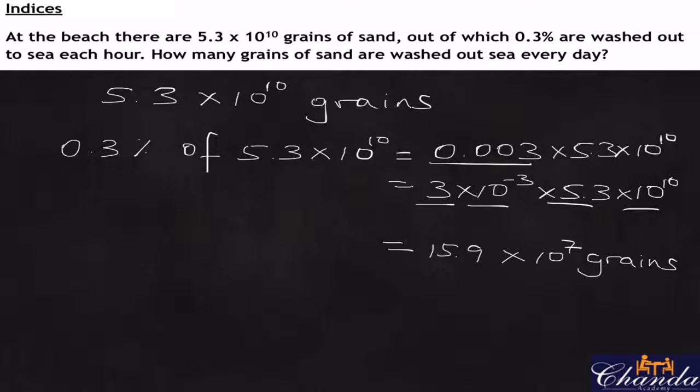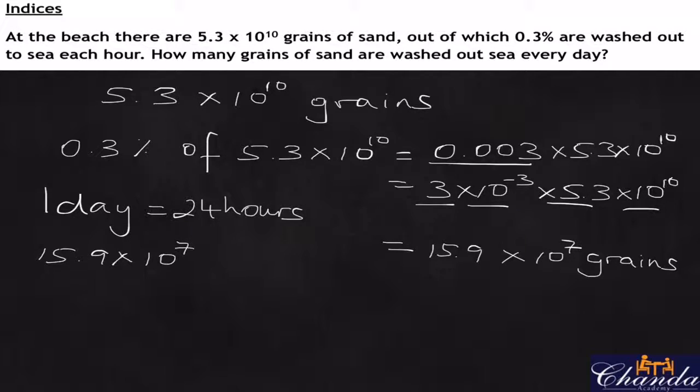Now, the question, however, says how many grains of sand are washed out to sea every day? Now we know that 1 day is equal to 24 hours. So 15.9 times 10 to the power of 7 times 24 is the number of grains of sand that's being washed out to sea every single day. So let's have a look at what this equates to. 3.82 times 10 to the power of 9.